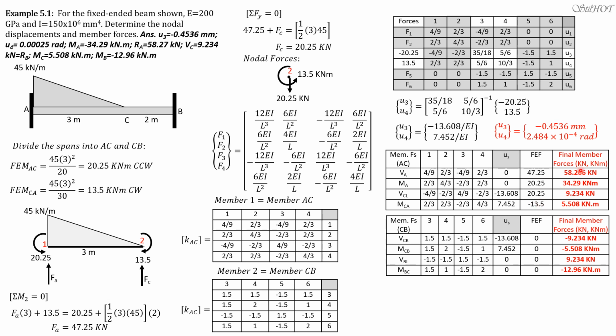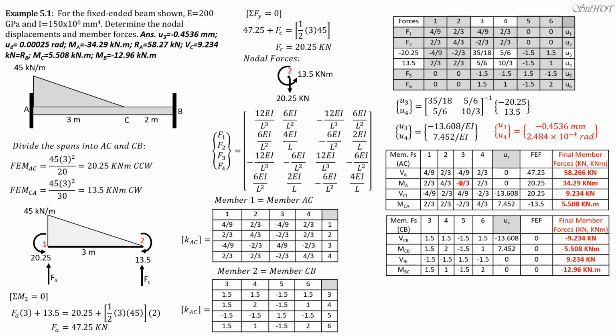So to solve the reaction or shear at A, it is equal to, because the first two when distributed will be multiplied to the zero displacement, we begin with negative 4/9 times negative 13.608 plus quantity 2/3 times 7.452, then plus 47.25, then we will get 58.266 kilonewtons.